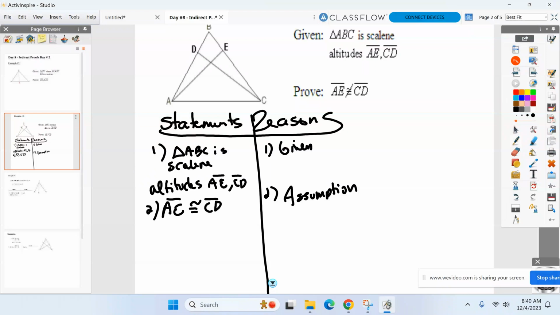Okay, here's why this is a little different from what we did Friday. In your mind you have to contradict one of the givens. You got to contradict one of the givens. How many givens are provided? 2, right? You got ABC is scalene, and you have the 2 altitudes.